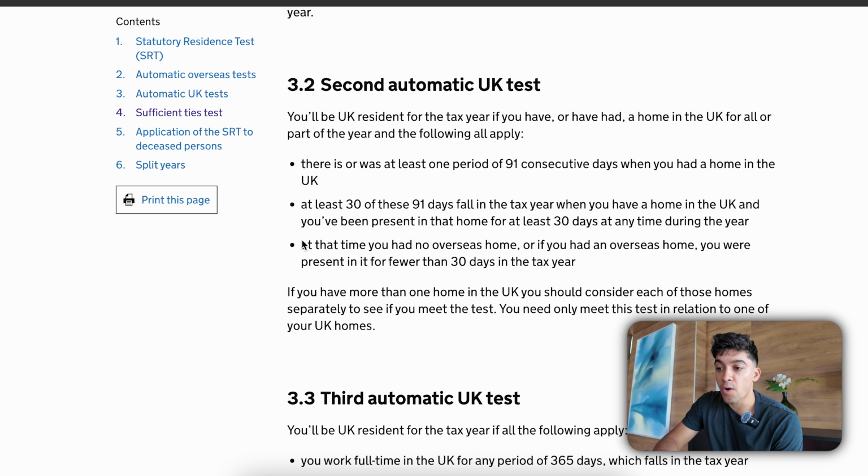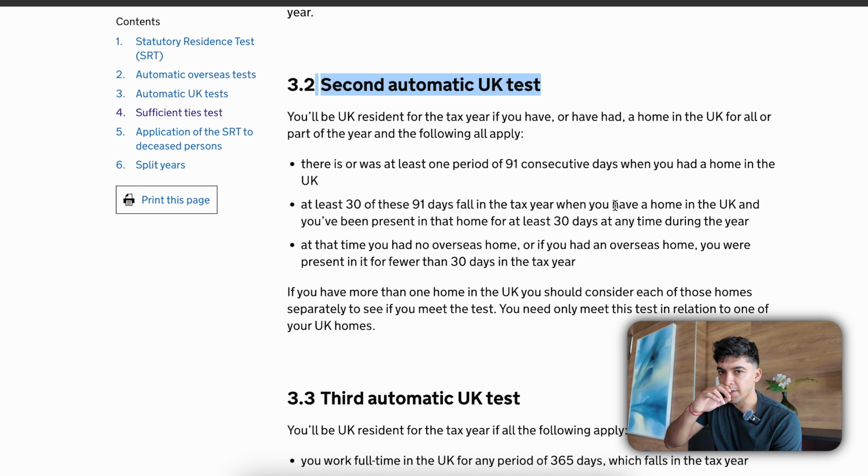At that time, you had no overseas home, or if you had an overseas home, you were present in it for fewer than 30 days in the tax year. So what does this mean? If you're just going Airbnb to Airbnb and you're staying like 2 weeks, 2 weeks, 2 weeks in every single place, then you'd actually meet this test and you'd be automatically a UK tax resident.